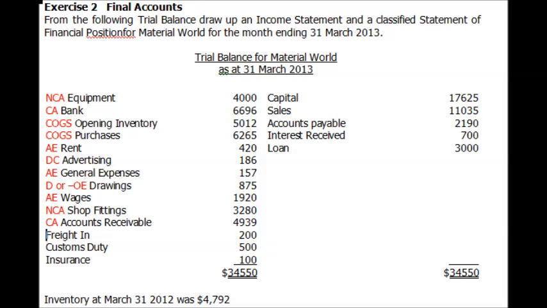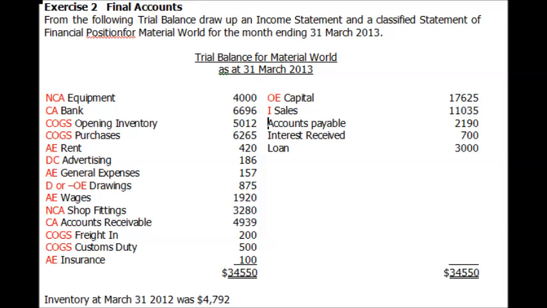Freight in, we're using the calculation for COGS. Customs duty we use for COGS as well. And insurance is an expense, not directly to do with selling our product or service or advertising it. Not interest, so it must be an administration expense. Capital. So we're over up here now, and capital is owner's equity. So I'm going to call that OE. Sales. Sales is income for a business, and that's the main source of income, so we're going to put I there.